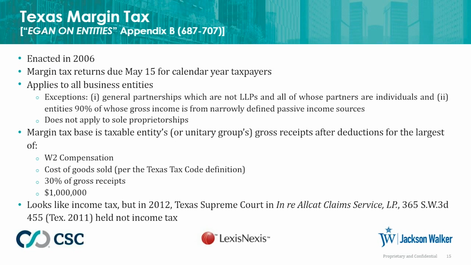And as a general rule, this is going to apply to all business entities, with a couple exceptions we've listed for y'all here. This is basically your gross receipts after some deductions for some of these items bulleted here: your W-2 cost of goods sold, 30% of gross receipts, or just $1 million. And although you might think that looks, sounds, and acts a lot like an income tax, the Supreme Court of Texas would disagree with you.